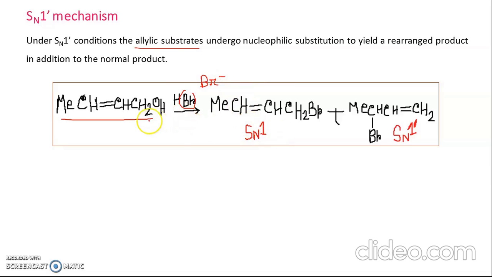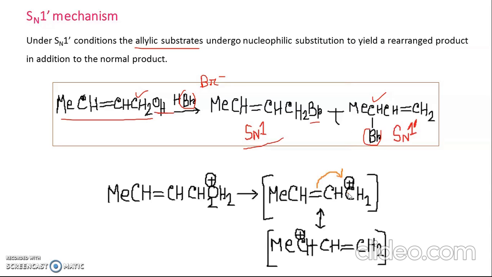So see, when simply in place of OH minus, Br is taken, we call it the SN1 product. That is very normal, that we have just seen. But there is another possibility. See, now the Br, the incoming nucleophile, is attached to this carbon, not the carbon with which the original OH, the leaving group, is attached. So this is our SN1 prime product. How we get the SN1 product is very clear to us. But how do we get the SN1 prime product? For that you have to look at the mechanism.